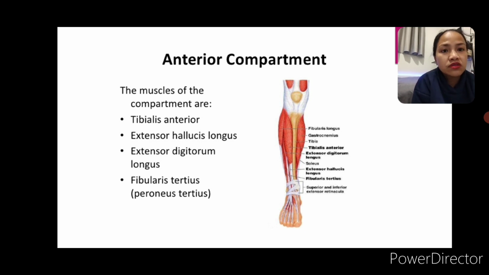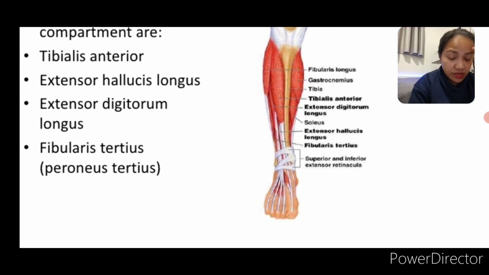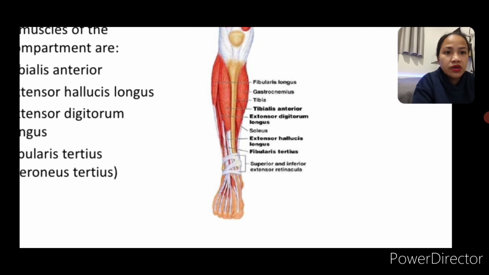Next is the extensor hallucis longus. What it does is extend the hallux and dorsiflex the foot at the ankle. Next will be the extensor digitorum longus. What it does is extension of the digits and dorsiflexion. Also, it does inversion of the ankle. Lastly will be the fibularis tertius or peroneus tertius. It does dorsiflexion and eversion of the foot.